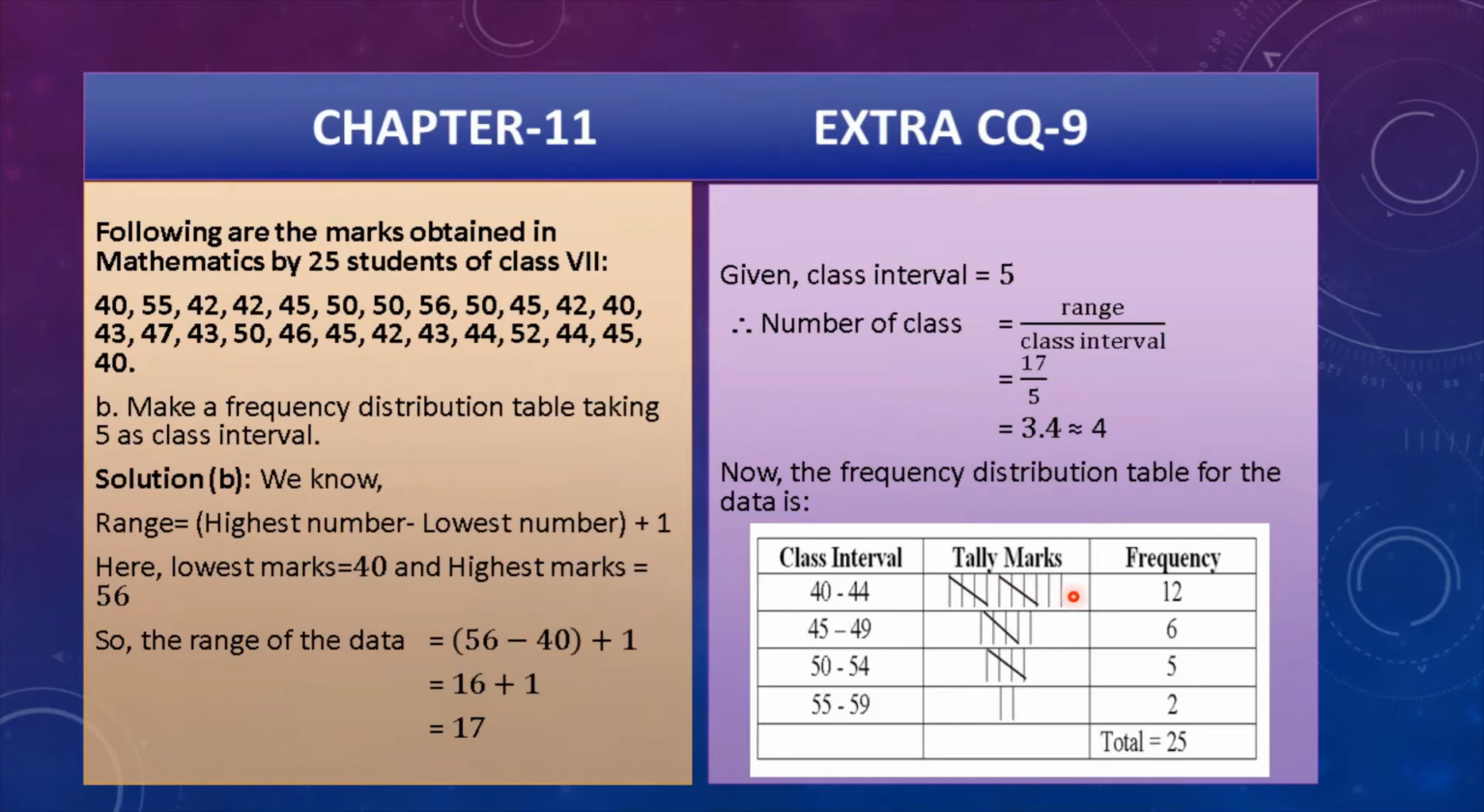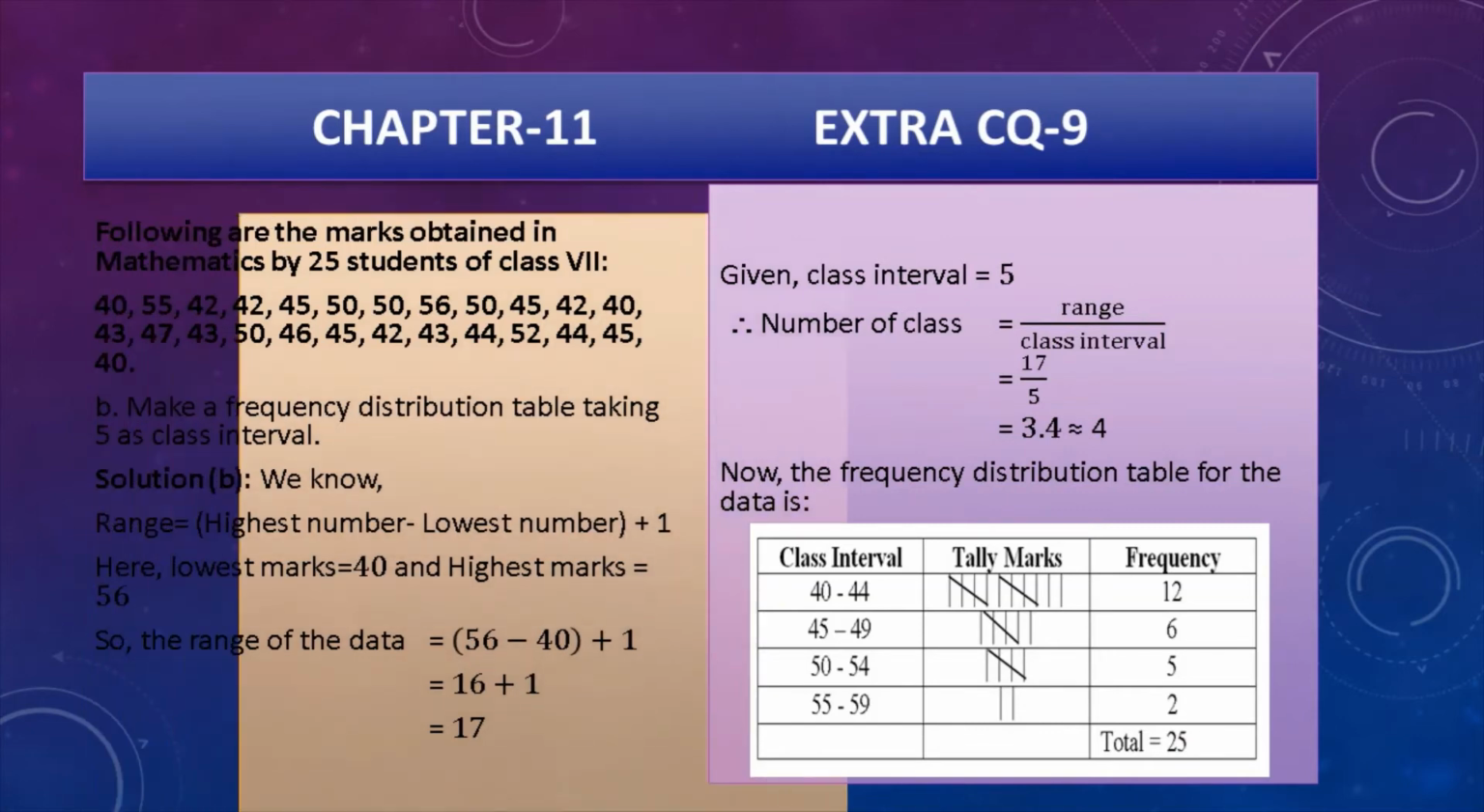That means 12 is the frequency. 45 to 49 we get from the data 5, 1. That means 6. 50 to 54 from the data we get 5. 55 to 59 we get from the data it is 2. That means total is 25, my dear. So this is the frequency distribution table you can find out from the given data.